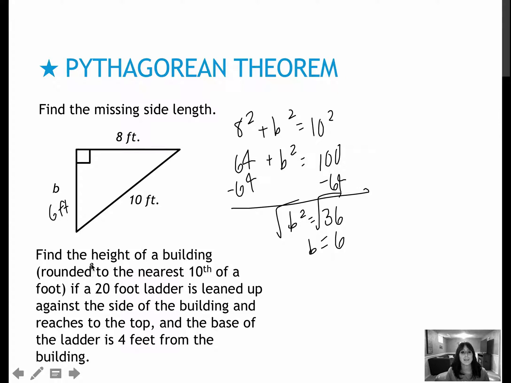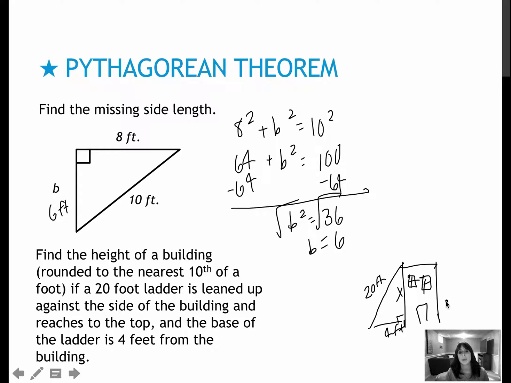For my second example, I have the height of a building rounded to the nearest tenth of a foot. If I have a 20-foot ladder leaned up against the side of a building with the base of the ladder 4 feet from the building. So here's my building. Yep, I am an artist. You're welcome. And we don't know the height of that building. But what I do know is I have a 20-foot ladder that reaches the top of the building, and the distance that ladder is from the side is 4 feet.